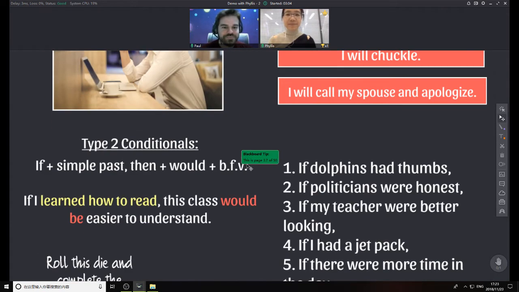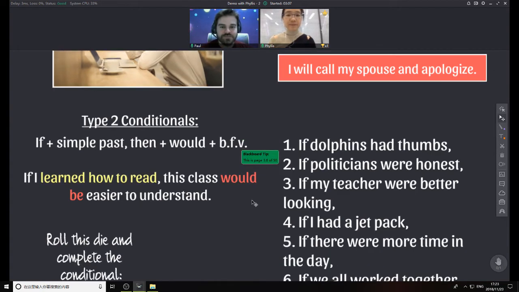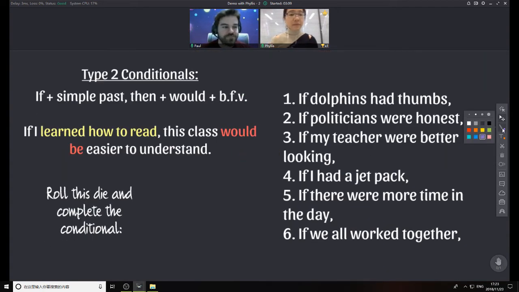So that's type one. Let's go to type two. Down here, scroll down. This is something that is more imaginative. It's not very realistic. For this one, you use the simple past, would, and the base form verb. Here's an example, this is just me imagining. What if? It's hypothetical. If I learned how to read, this class would be easier. Let's assume Paul cannot read. I cannot read, and I'm like, if I learned how to read, this would be easier. It's not super likely.